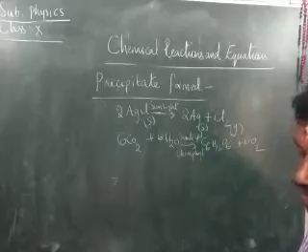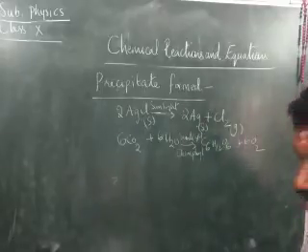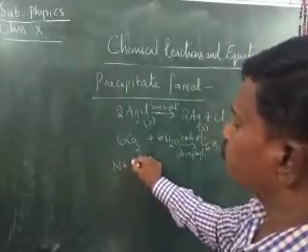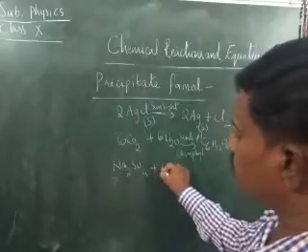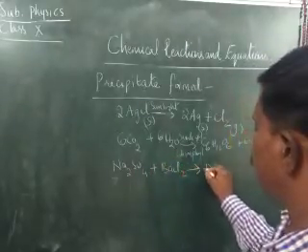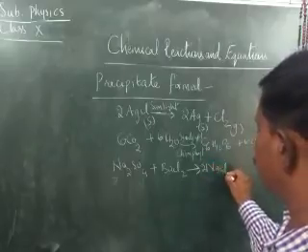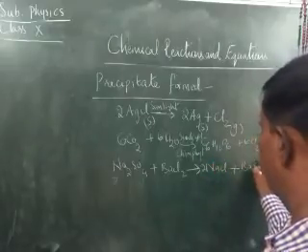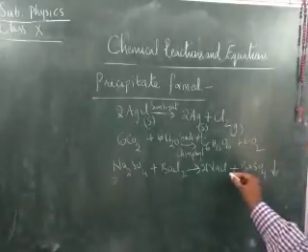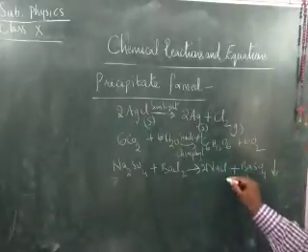And here we can see the formation of a precipitate in a reaction, that is Na2SO4 plus BaCl2 gives rise to NaCl plus BaSO4. Here BaSO4 is a precipitate. Sodium chloride is normally aqueous.